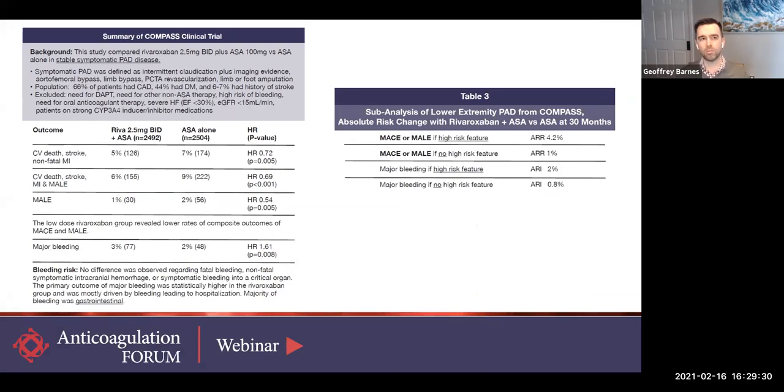In this rapid resource, we have a summary of the COMPASS clinical trial. This was a trial of patients with stable symptomatic peripheral artery disease, so largely patients who had intermittent claudication. This was usually somebody who had symptoms and some objective evidence that this was because of peripheral artery disease. Maybe it was abnormal ABIs, as we heard about earlier. Maybe it was some sort of imaging test. Maybe they previously had some sort of intervention, but we knew that this was peripheral artery disease.